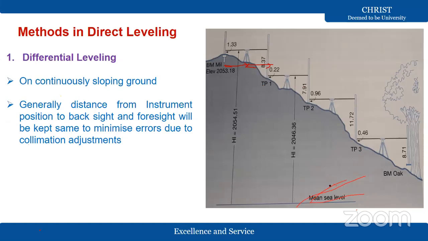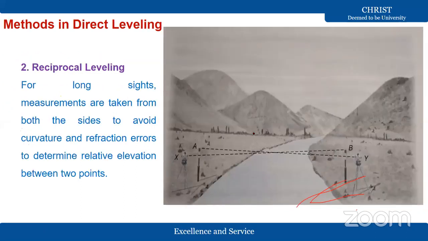On continuously sloping ground, you are going to adopt this differential leveling. Then reciprocal leveling means whenever you are observing topographical features like rivers, streams, or main canals, the width of the river will be very large. Because of the long sights, atmospheric refraction and Earth's curvature may come into the picture. After almost 100 or 120 meters, the curvature effect is going to affect your readings. So that's why we take measurements from both banks.